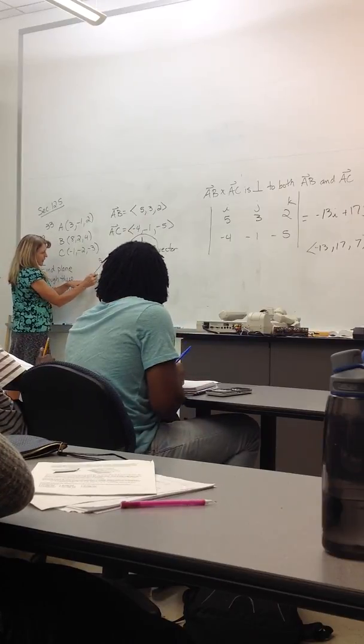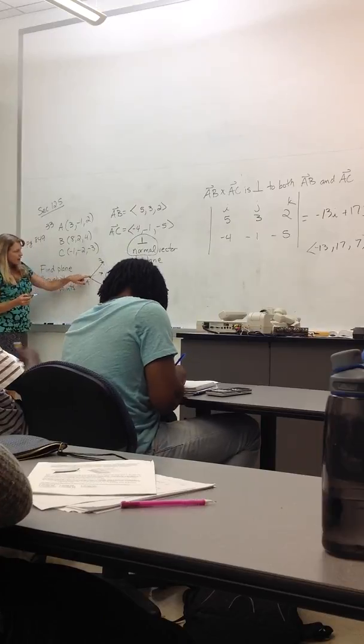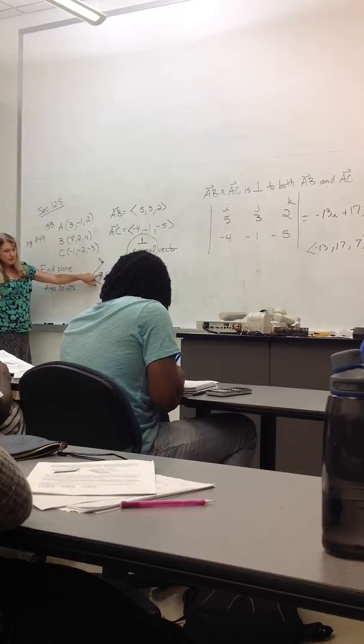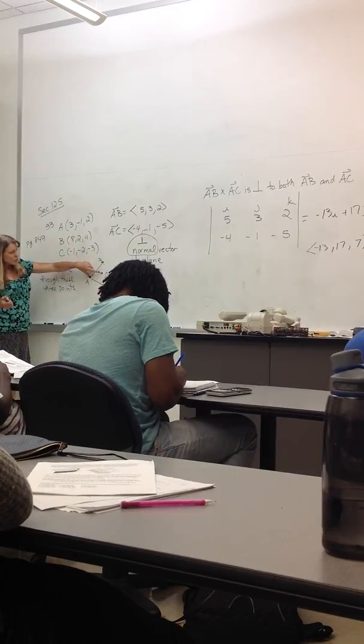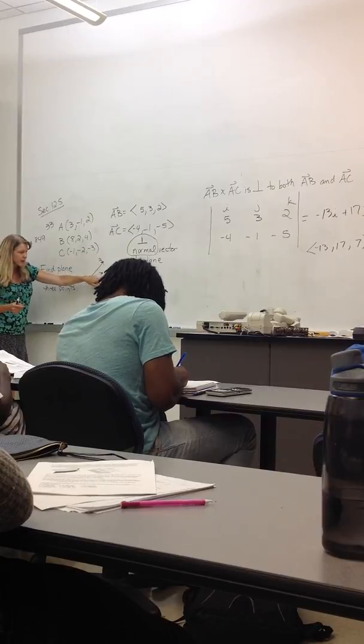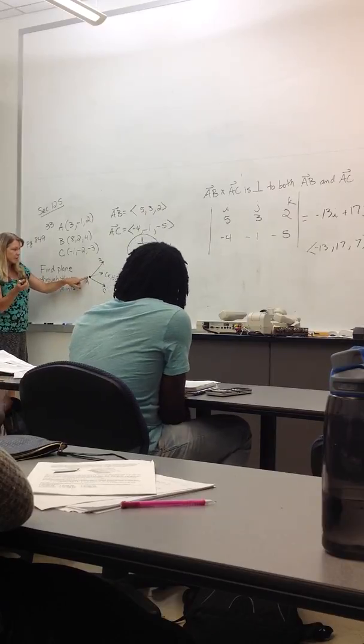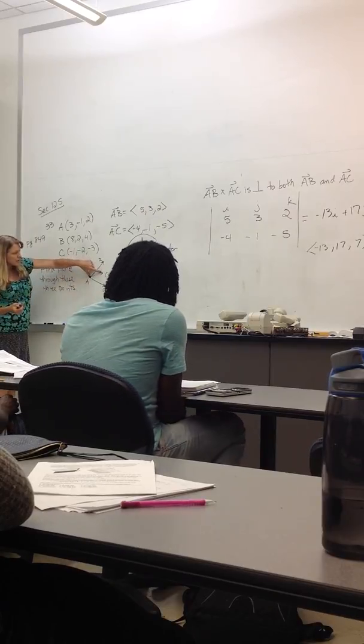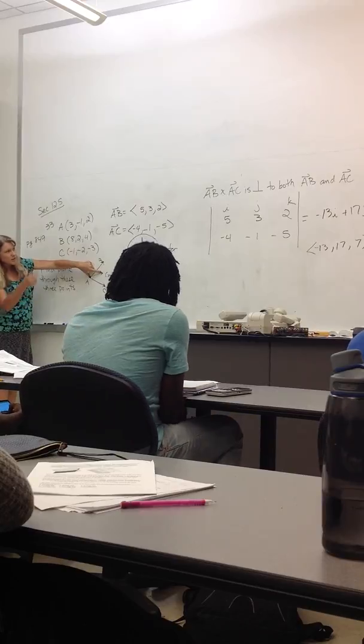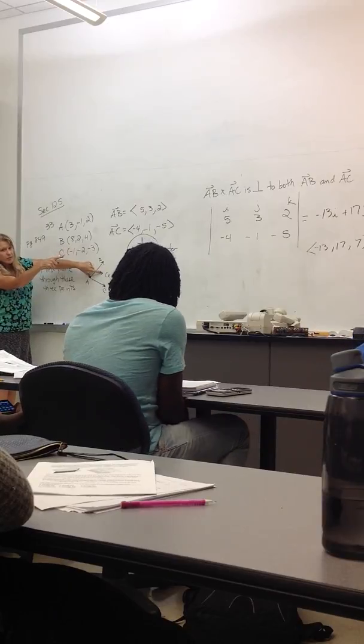You could make a vector from A to point X, Y, Z. That vector would be in my plane, right? If this point's in the plane and this point's in the plane, the vector connecting them is in the plane. So this vector will be perpendicular to the one you guys just found.